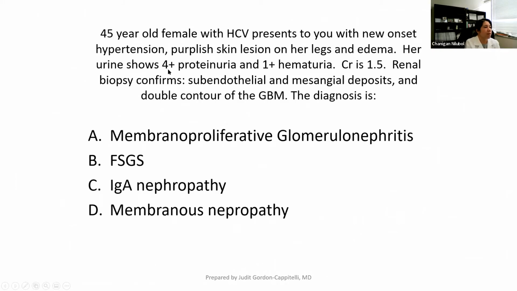So a 45-year-old female with hepatitis C comes in with new onset hypertension, purplish skin lesions on the legs, and edema, 4+ proteinuria, 1+ hematuria, and creatinine of 1.5. The biopsy shows subendothelial deposits, so this is not subepithelial, right? And there are some mesangial deposits and a double contour of the basement membrane. So this is a representation of MPGN.